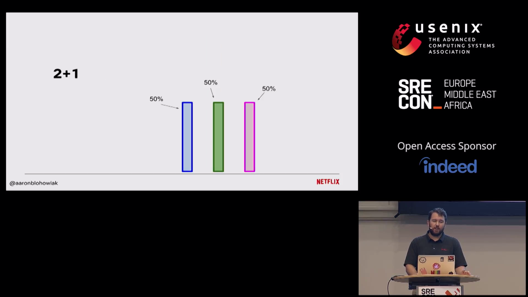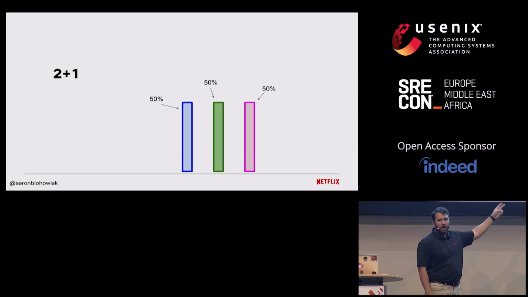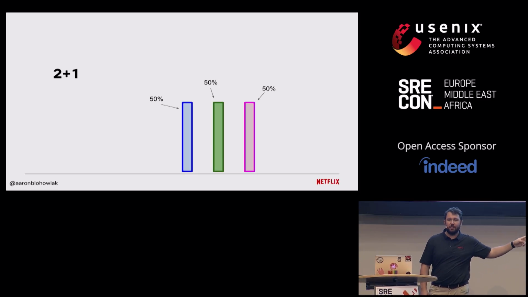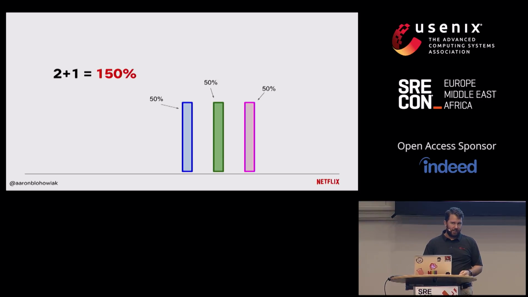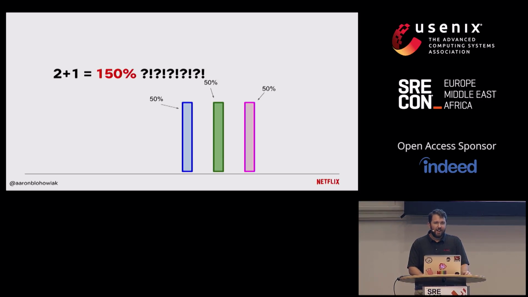But with three regions, things start to get a little interesting. What you can kind of figure out here is now any two regions equal 100% of your global peak demand. But if we add the capacity for all three regions, it is 150%, not 200. So it's surprising that it can actually be cheaper to add regions.